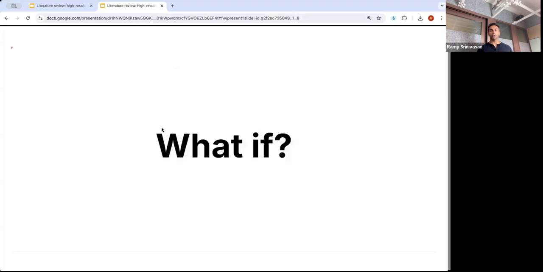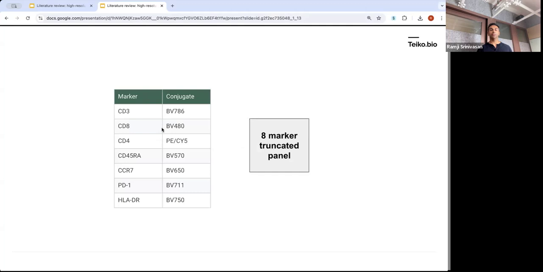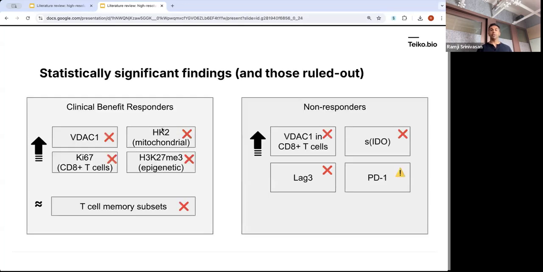Now, let's do this thought experiment of what if we ran just a truncated panel. So again, CD3, CD8, PD1, HLA-DR. And the short version is we miss a lot of stuff. So on the left-hand side, the clinical benefit responders and non-responder differences are almost all missed.